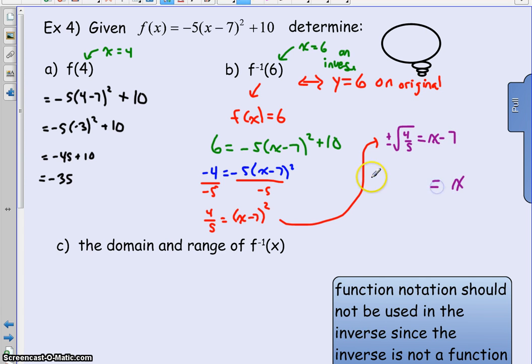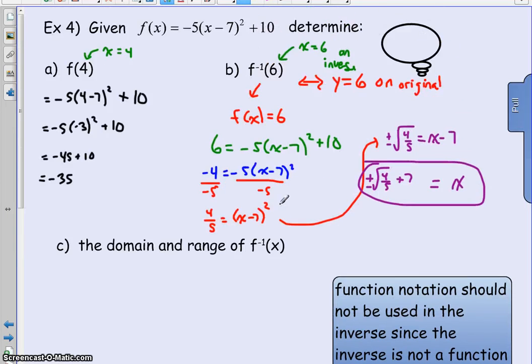So I end up with two possible answers: the positive root of 4 over 5 plus 7, and the negative root of 4 over 5 plus 7. You would get the exact same thing if you found the inverse first and plugged in x equals 6, but this saved me the trouble of actually having to find the inverse.